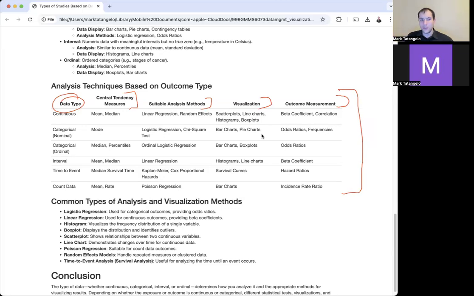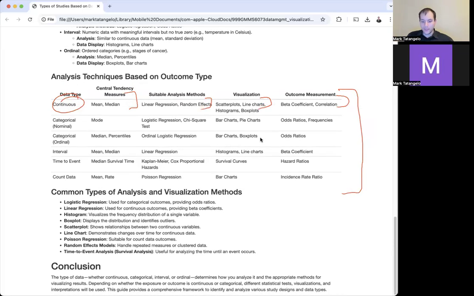I've quickly listed out what we're going to do in the course in terms of like what kind of analysis we'll do. So we're going to briefly, in a high level of detail, so not really in depth, but a simple template analysis of each of these kinds of analysis. So we're going to look at logistic regression, linear regression, histogram, box plot, scatter plot, line chart, Poisson regression, random effects models, and time to event analysis.